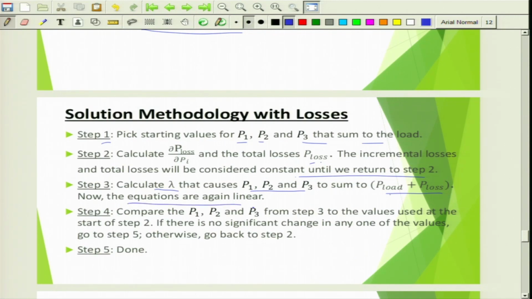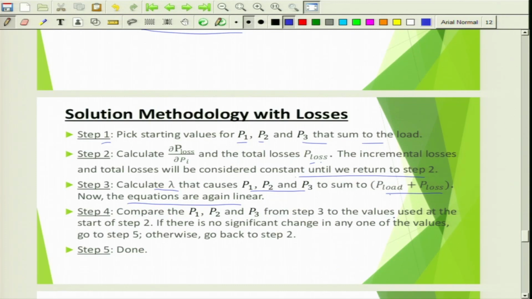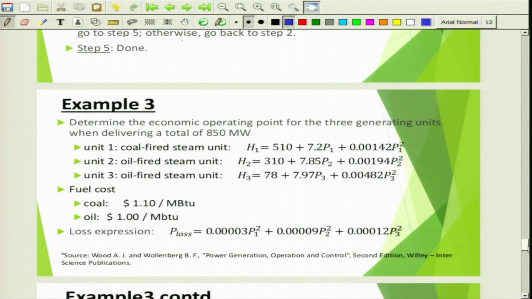Now the equations are again linear; we are just making them more linear so that we can solve them. Compare the generation from step 3 to the values used at the start of step 2. If there is no significant change in any of the values, go to step 5, otherwise go back to step 2. So we will take an example to understand this.